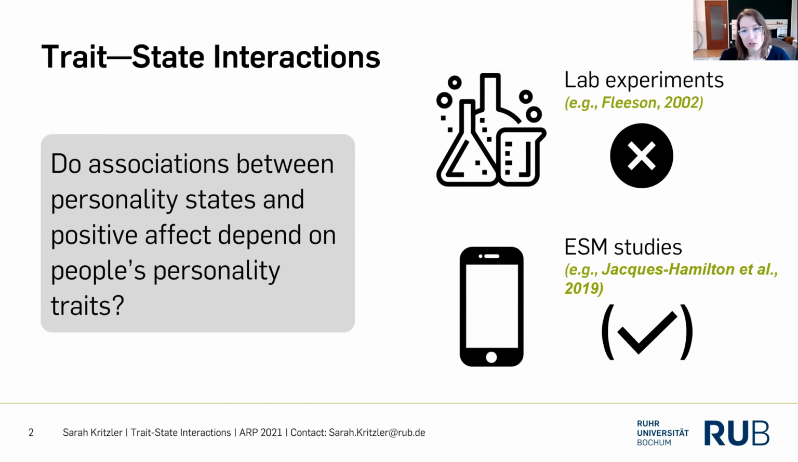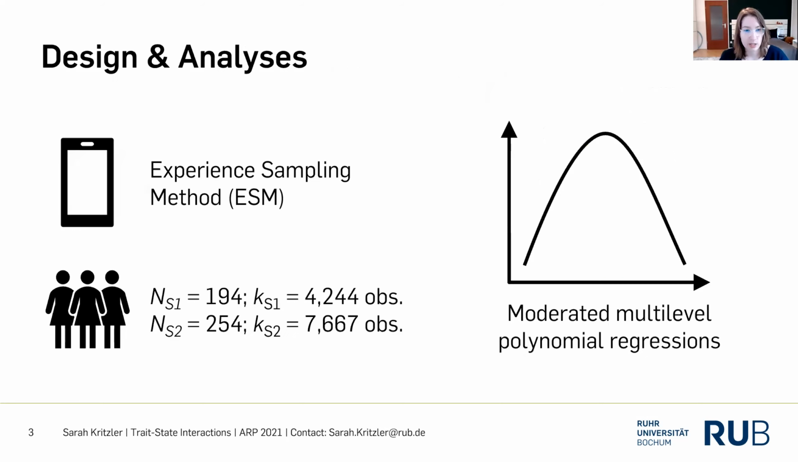However, some recent experience sampling studies reported such trait-state interactions and thereby challenged this predominant view that there are no interactions at all when looking at positive effect. And because even in these recent ESM studies, they did not all find interactions, but only some, we decided to have a look at this. We also did not only look at extroversion, but at all Big Five personality dimensions. We also used the experience sampling method.